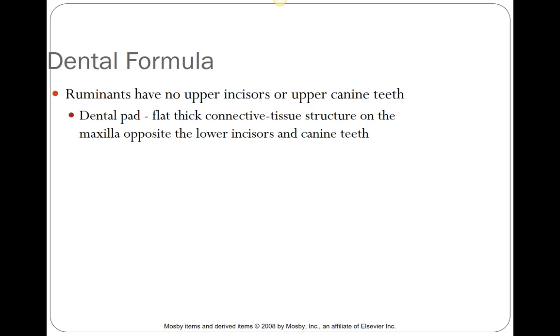Ruminants don't have any upper incisors or modified canine teeth. They have a dental pad in its place. So when you look at a ruminant's dental formula, they're never going to actually have incisors or canines up in their incisive bone area. They're always going to just have them down in the mandible.